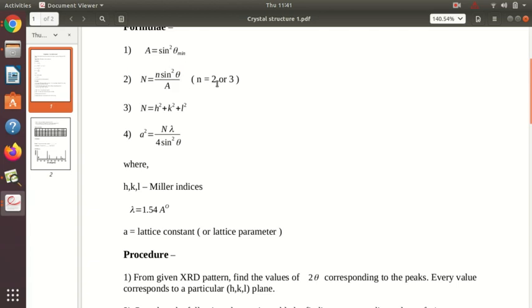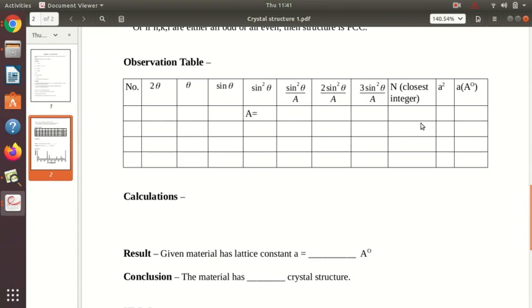Here small n is 2 or 3, so I am getting value of n either this value or this value. So I have to either choose this column or this column. So how we will decide that? Okay, so that is the most important thing here.